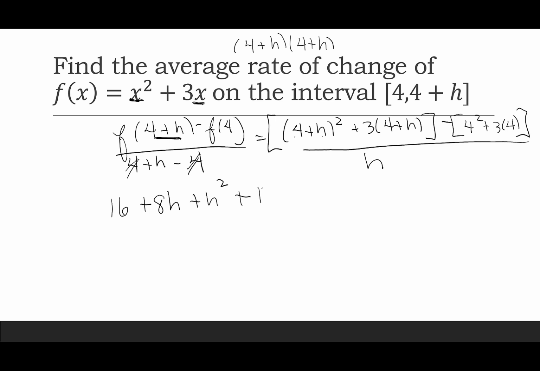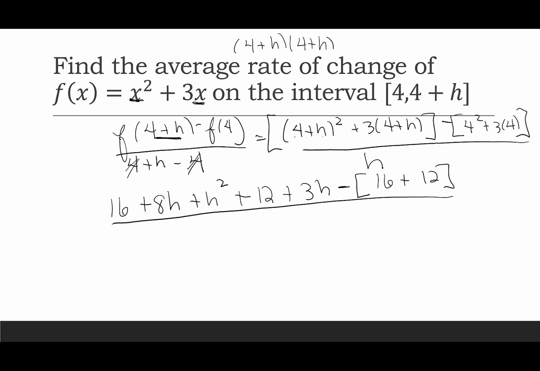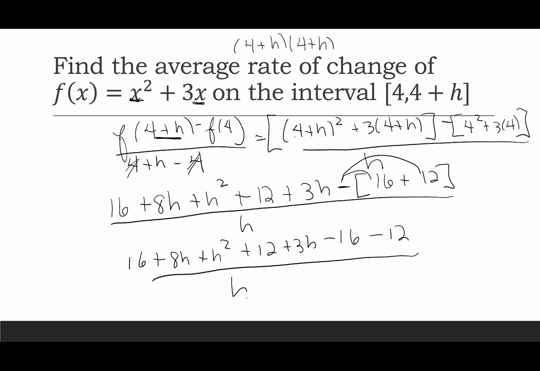3 times 4 plus h is 12 plus 3h, minus, let's go back to these second brackets, 4 squared is 16, 3 times 4 is 12, all over h. So I'm going to do something weird, but try to stay with me on this. I'm going to leave 16. I have 8h. I have h squared. I have 12. I have 3h. I'm just going to distribute this negative. I know I can add 16 and 12, but I want you to see something. Minus 16 minus 12 all over h. I have negative 16. I have positive 16. I have negative 12. I have positive 12.